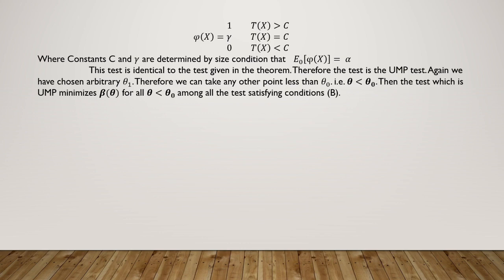Again, we have chosen an arbitrary θ₁. Therefore, we can take any other point less than θ₀, that is θ less than θ₀. Then the test which is uniformly most powerful minimizes β(θ) for all θ less than θ₀ among all the tests satisfying condition B.